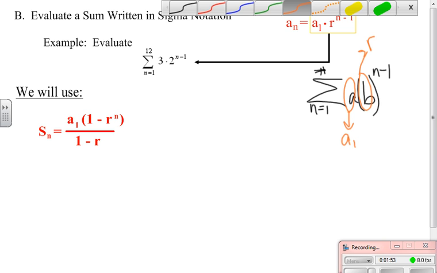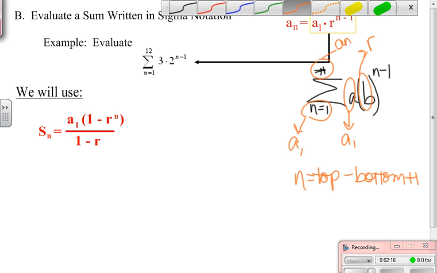The sigma notation still works the same way. If you let n equal 1, you will get a1. And whatever this top number is will give you your an. We still find n by taking top minus bottom plus 1.